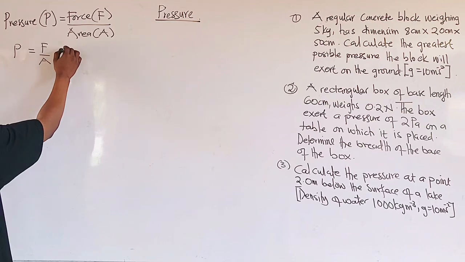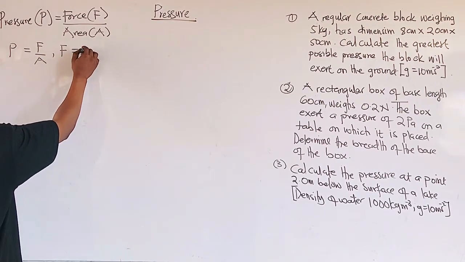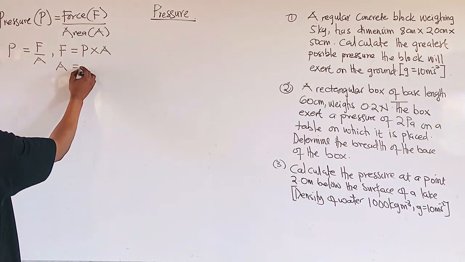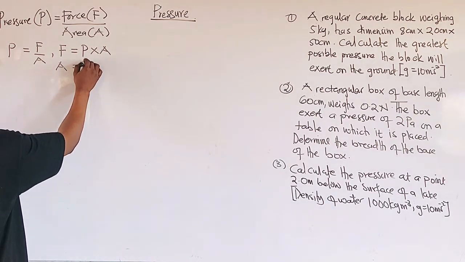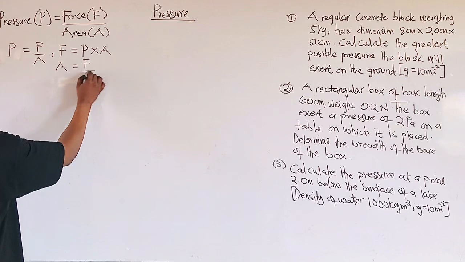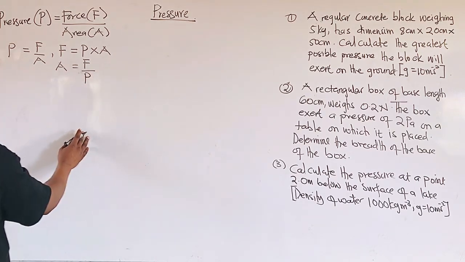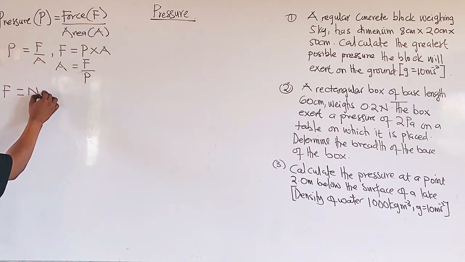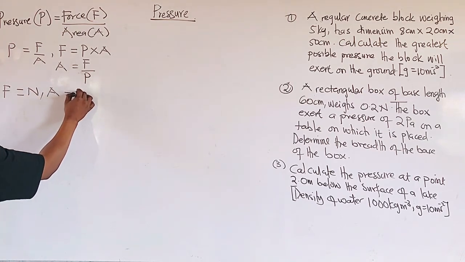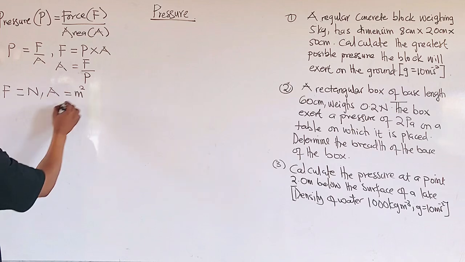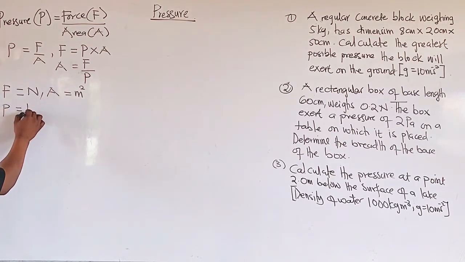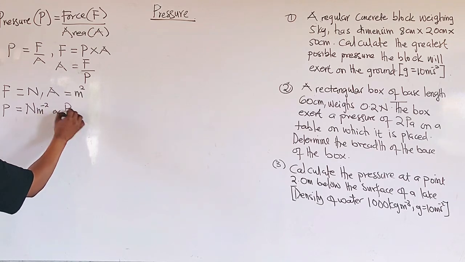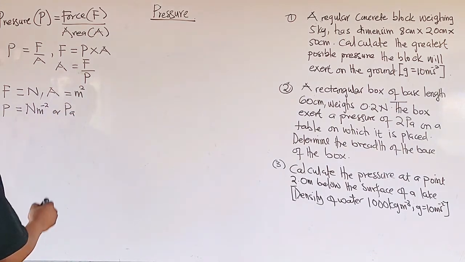In some cases, we can be asked to find a force. So force is equal to pressure times area. We can also be asked to find area. So area is equal to force divided by pressure, as we can see on the board. Now, don't forget that force is measured in Newton, area is measured in meter square, and pressure is measured in Newton per meter square or Pascal, as we can see here.